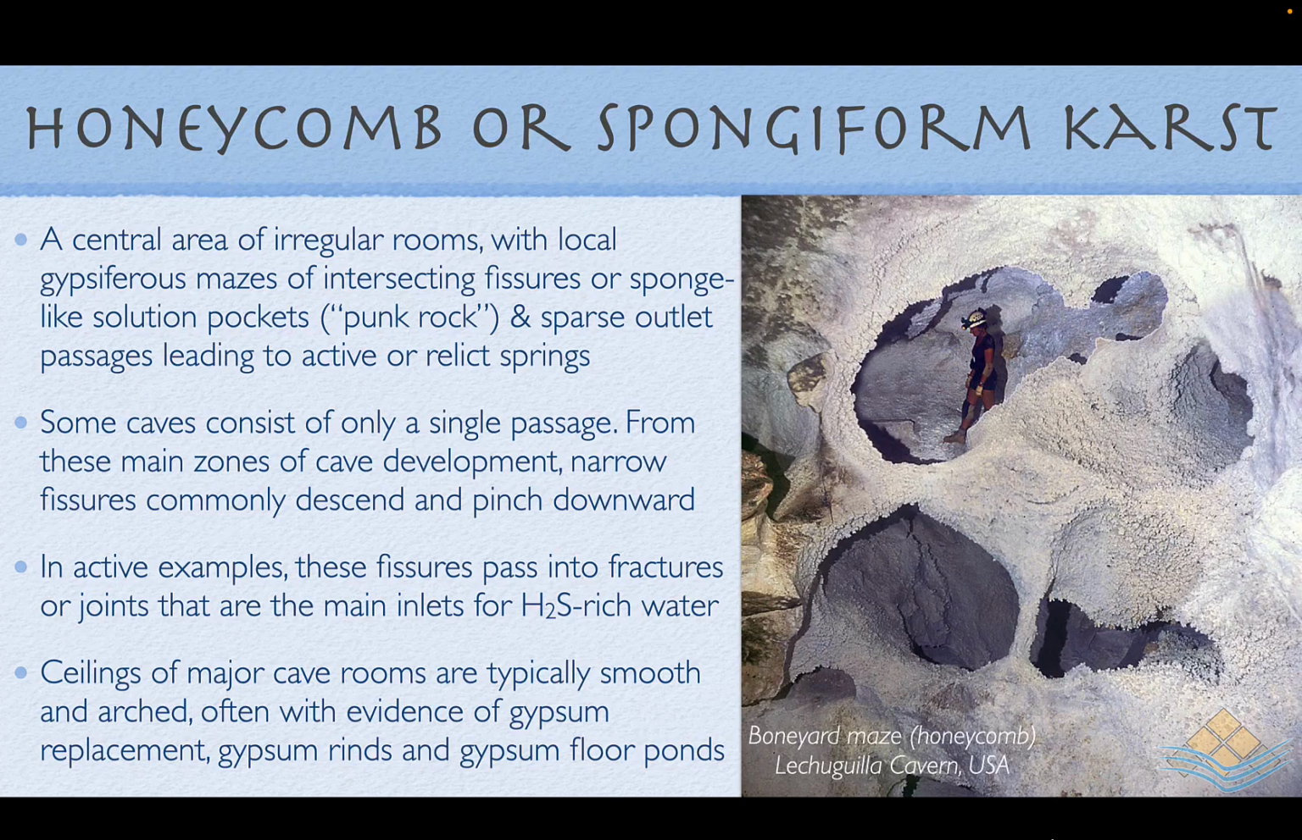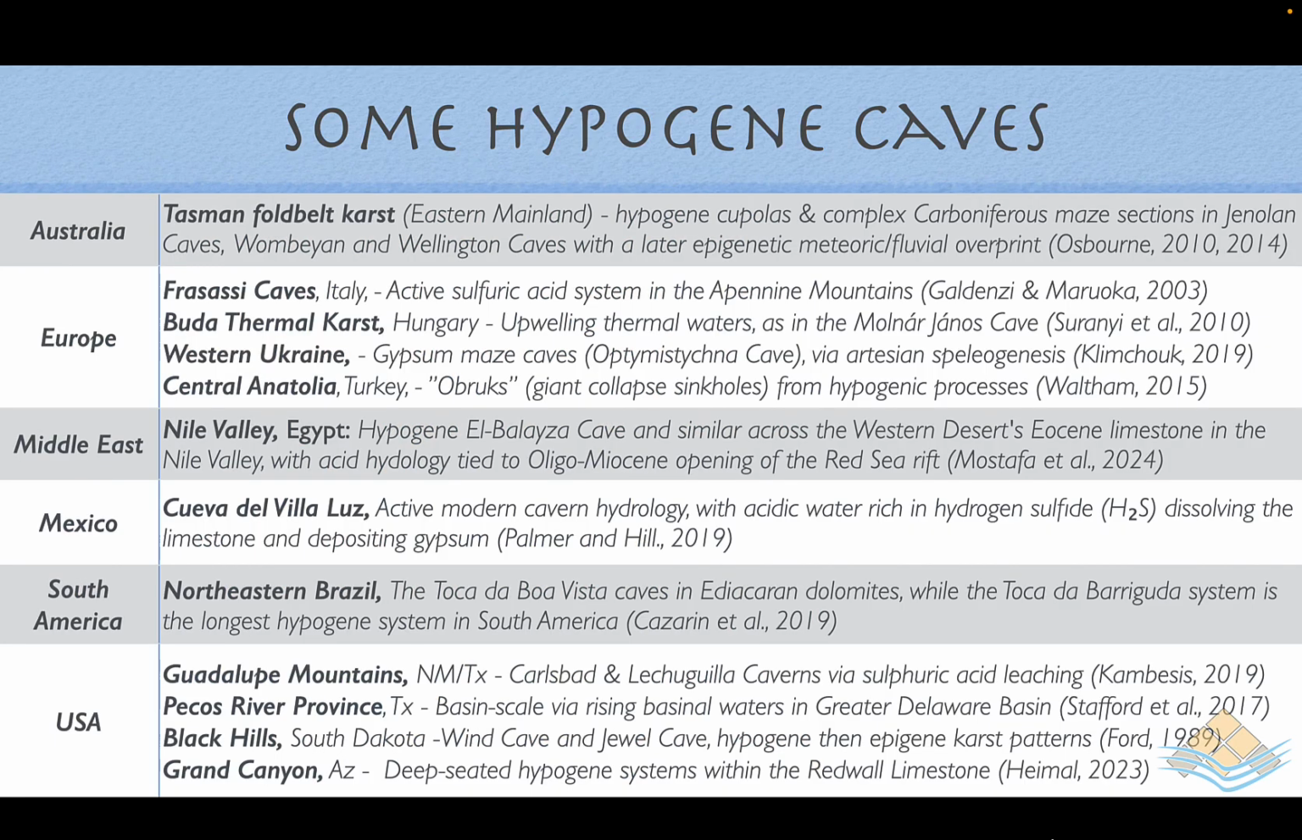Typically, these systems are leaching upwards, and so we'll see the ceilings of the major cave rooms smoothed and arched with a classic cupola. We'll also see a lot of evidence of gypsum formation and replacement, either as gypsum rinds or gypsum-floored ponds. Increasingly, we're recognizing hypogene karst systems from around the world, and here are some examples in different locations.